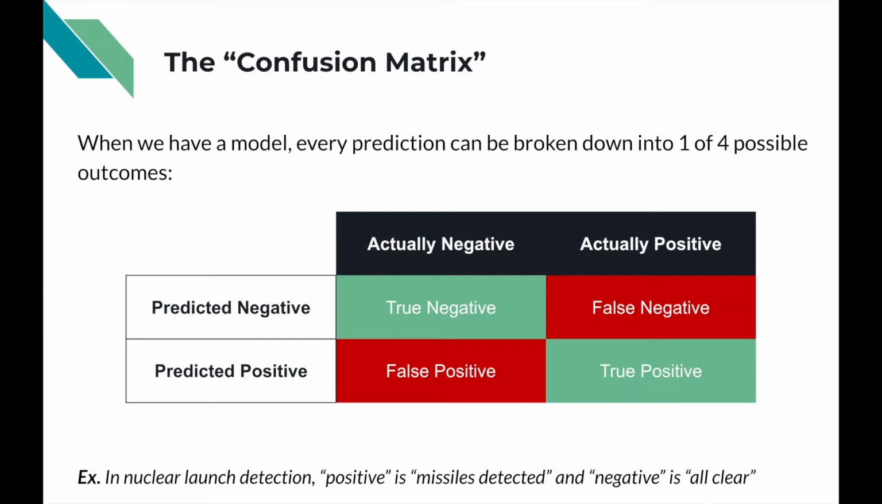So for the nuclear launch detection case, a positive is missiles detected, a negative is all clear. So a true negative is we detected it's all clear and there is no attack. A false negative, we said it's all clear, but we're actually under attack. False positive is we say that we're under attack, but it's actually peacetime. And a true positive is we correctly detect that we're under attack.